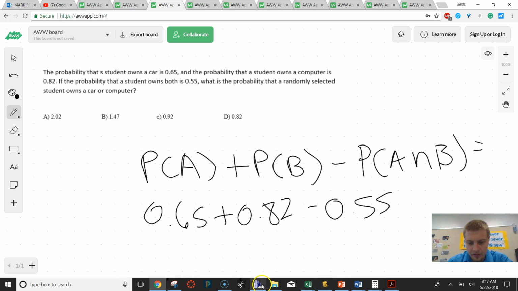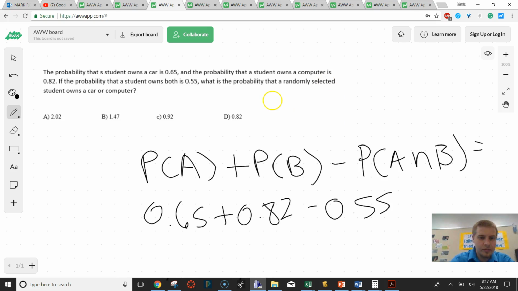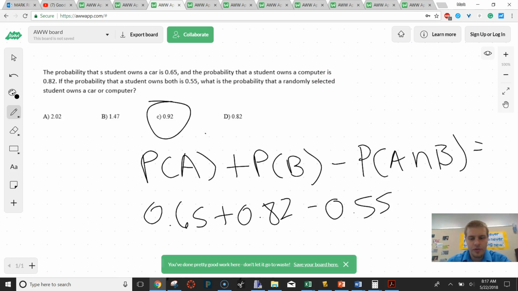And if we get that on our calculator, I'll just see what that is. So that'd be 0.65 plus 0.82 minus 0.55, and that should be our 92%. Let's try the next one.